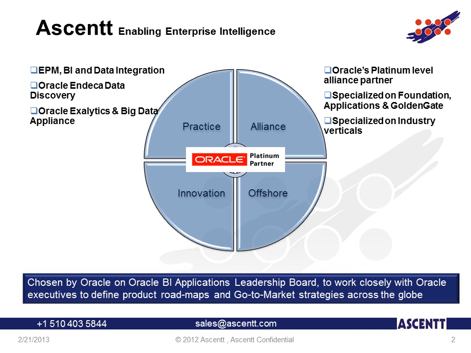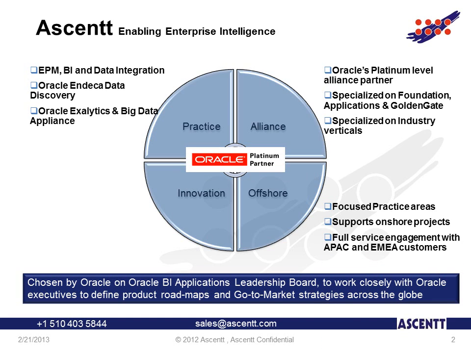We have a strong alliance with Oracle. We're a platinum level partner. We're specialized in foundation applications and Golden Gate, and I believe some others as well since this slide was created. We're also specialized in industry verticals. Ascentt also has an offshore component as well. Offshore is primarily to support our onshore projects, but they do on occasion engage in full service projects with Asia Pacific customers and European customers.